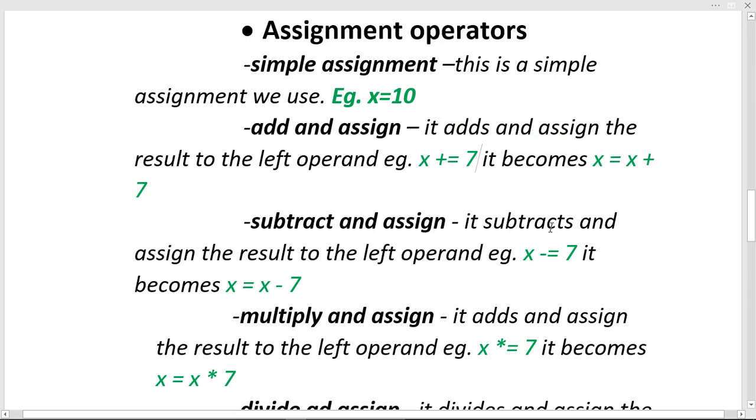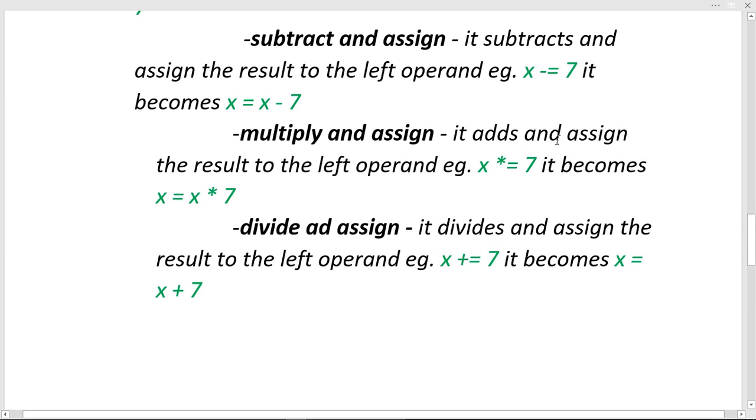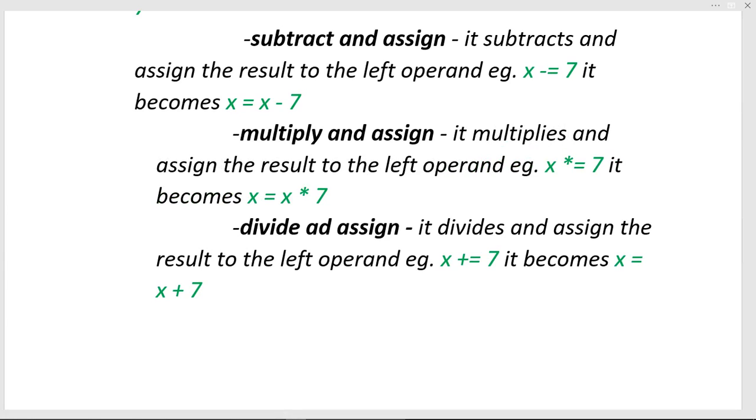This one is subtract and assign. It subtracts and assigns the result to the left operand. So the left operand is this one, and this is the right operand. So it subtracts and assigns the result to the left operand. Then there is multiply and assign. Okay, this is multiply, not add. It multiplies and assigns the result to the left operand.